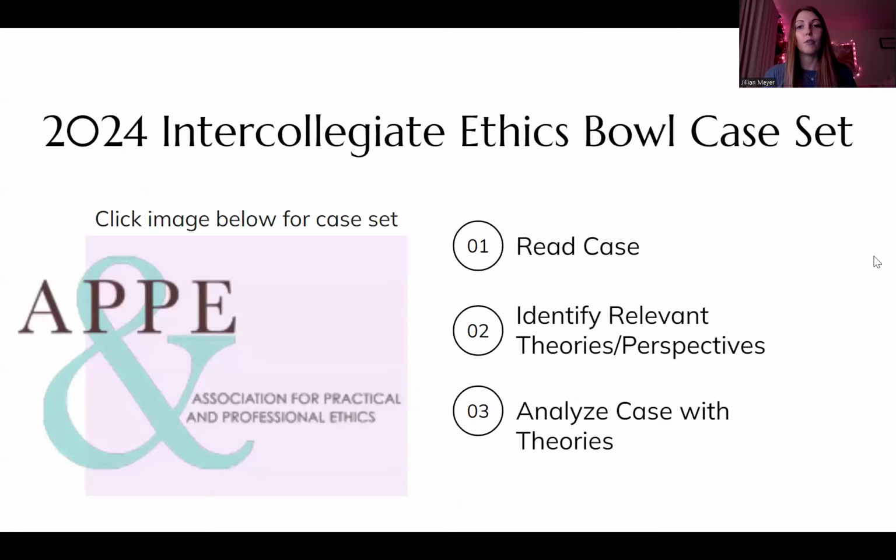First of all, we're going to be using the APPE 2024 Intercollegiate Ethics Bowl case set. So, Ethics Bowl, that's a competitive club that people do when they're in high school. They have it in college. So, this is going to be the college case set.